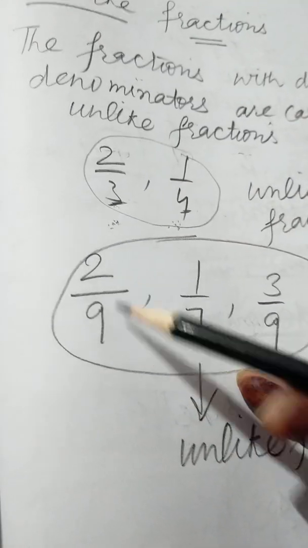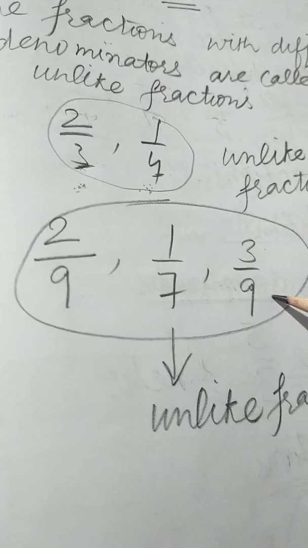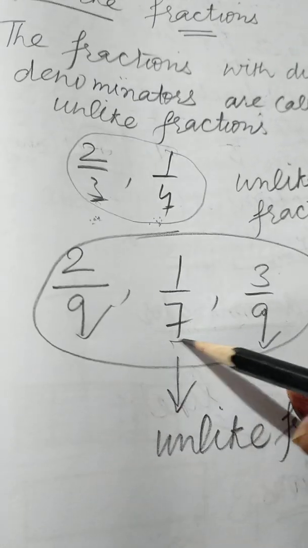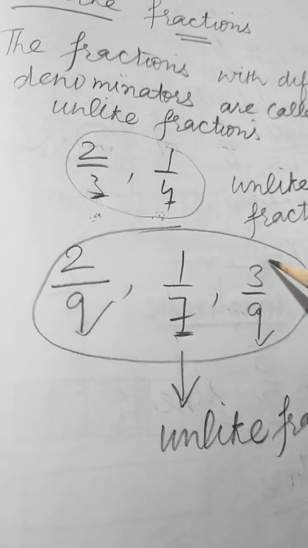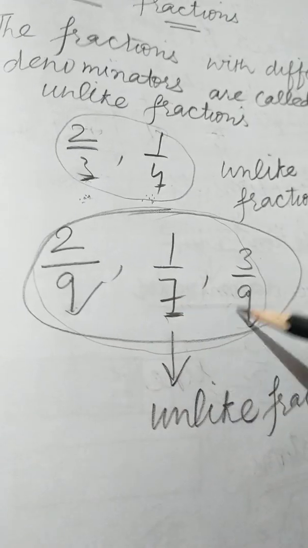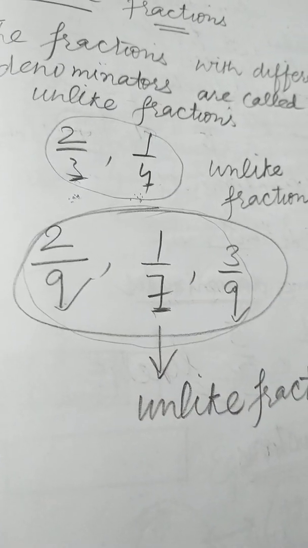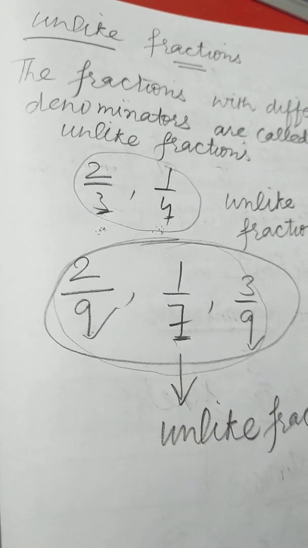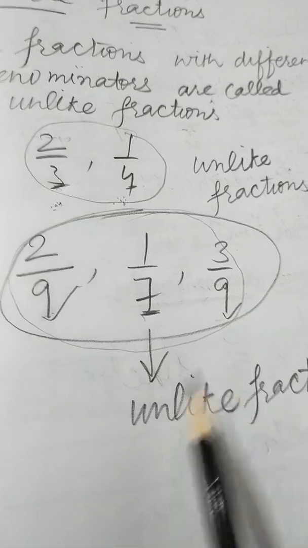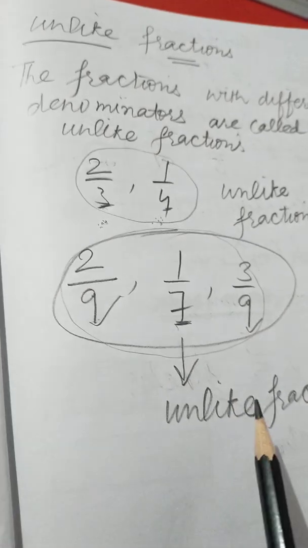Here you can see 2 by 9, 1 by 7, 3 by 9. In two of these fractions the denominator is the same but the third is not. So these 3 fractions are unlike fractions because they have different denominators. Yes. Hope you have understood this concept. Like fractions have the same denominator and unlike fractions have different denominators. Now, using this concept, we will do exercise 6.3.